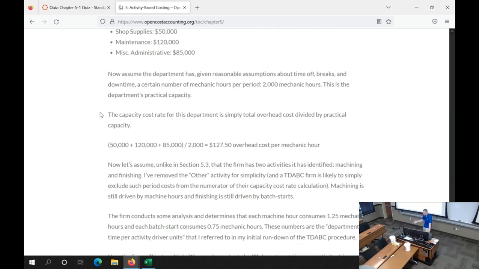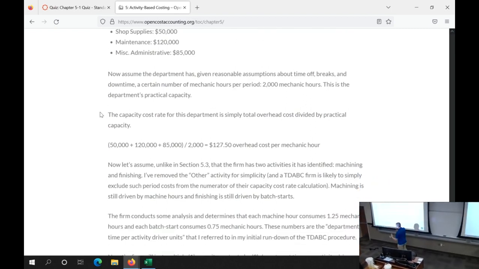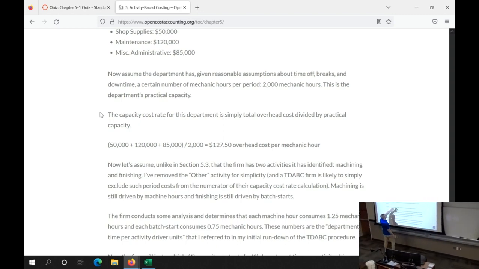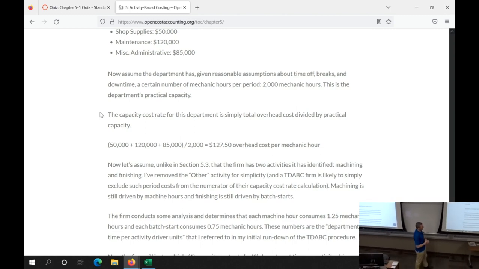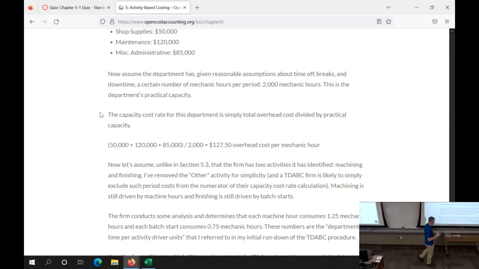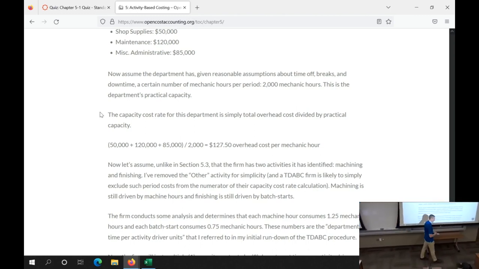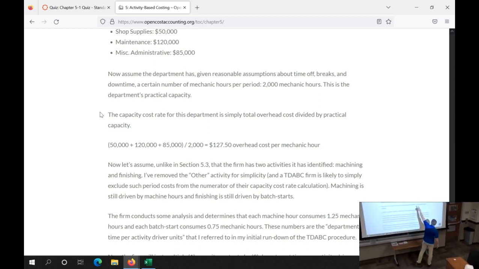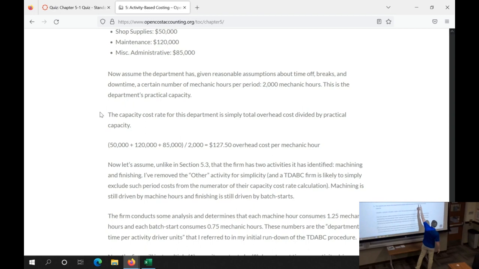Partly for laziness, I don't want to develop a new example, and partly because I think the continuity is useful to contrast. All right, so we're going to assume the department, given reasonable assumptions about time off, breaks, and downtime. That's what practical capacity means as a term. We have a certain number of mechanic hours per period, 2,000 mechanic hours. I don't know if that's a month. We have multiple mechanics, and in a month they do 2,000 hours. If it's a year, we just have one mechanic, 2,000 hours. But the point is, we have some constraint, and that is the critical service that is value providing, the mechanic.